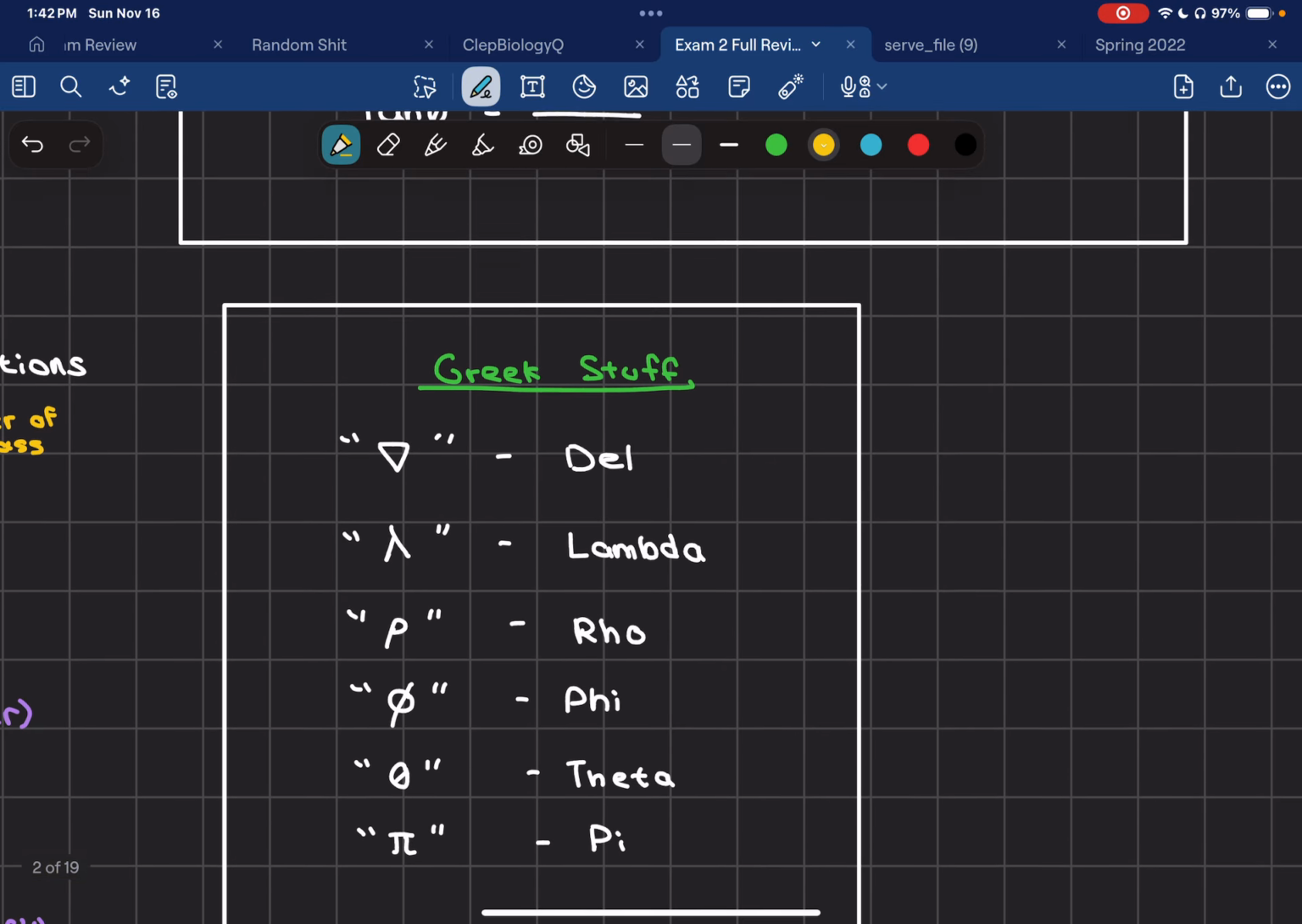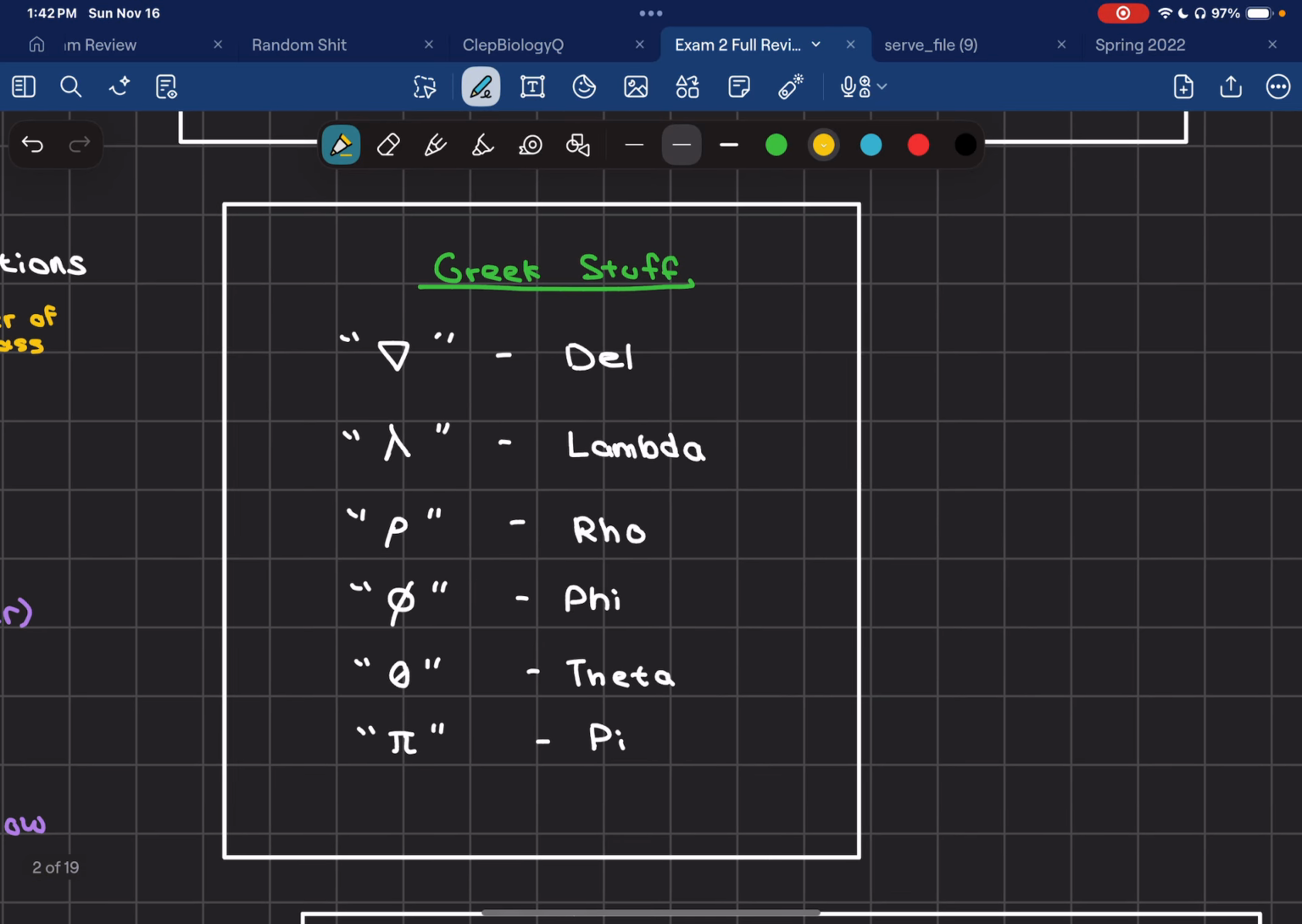After that, this is just some stuff I labeled Greek stuff. You don't actually need to know what any of these things are, but I say everything by the Greek symbols because I'm just used to it. So the gradient symbol, that's the del, lambda, rho, phi, theta, and of course pi.